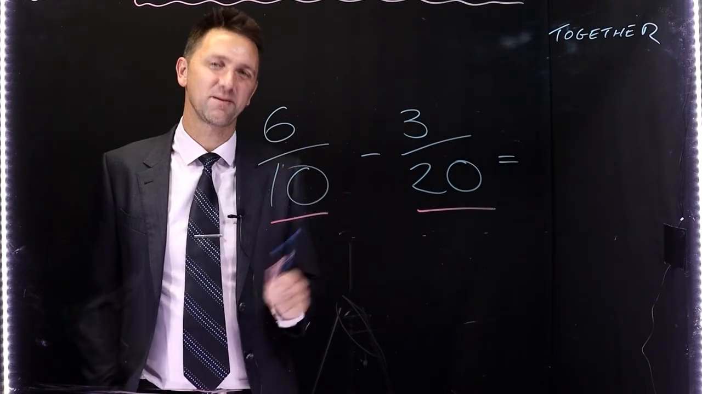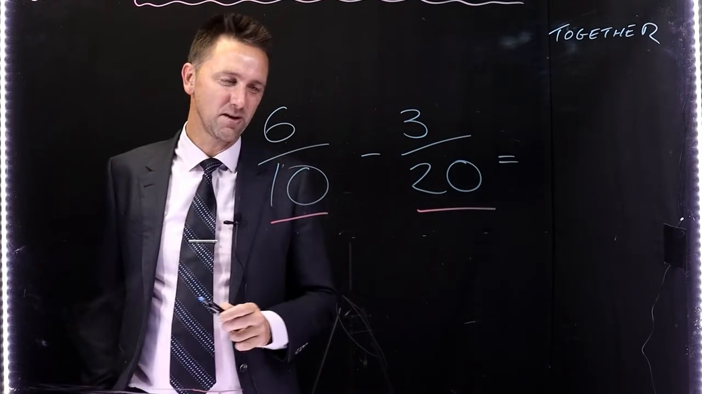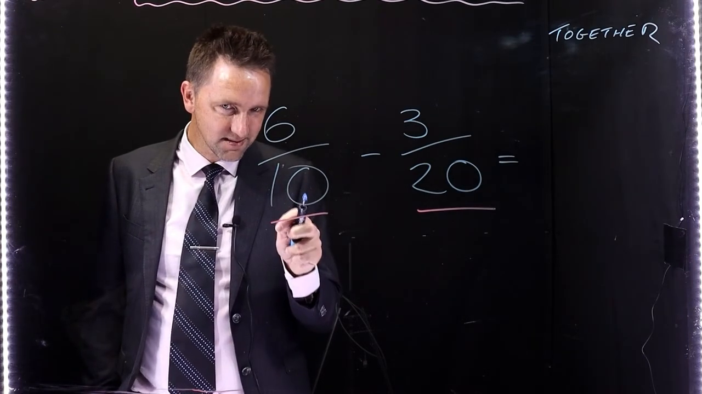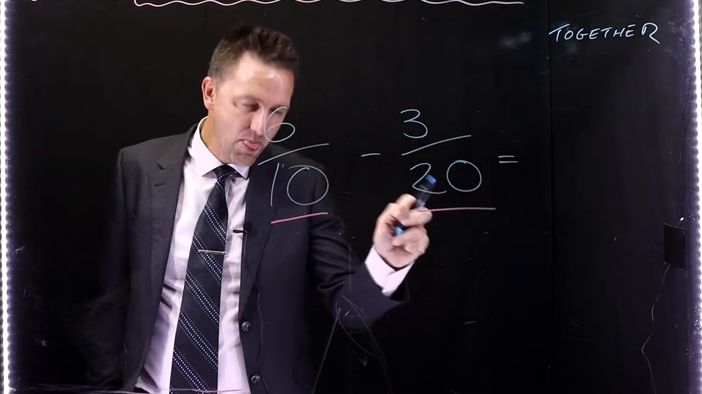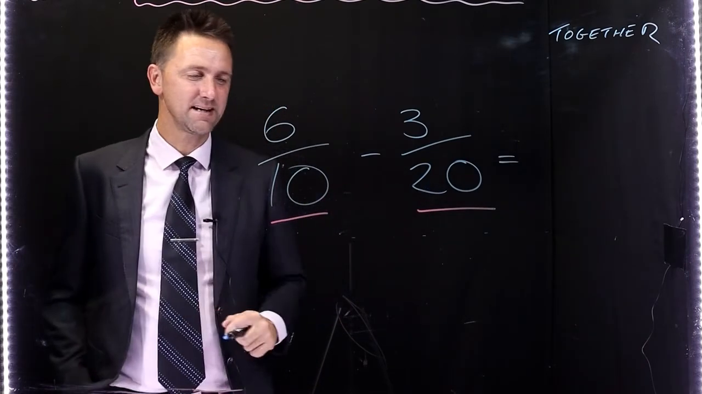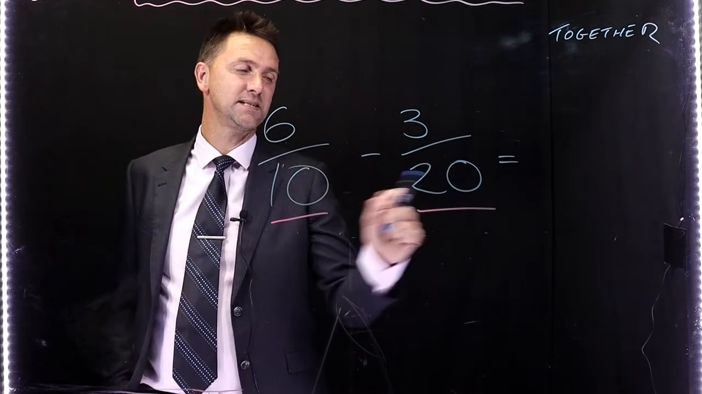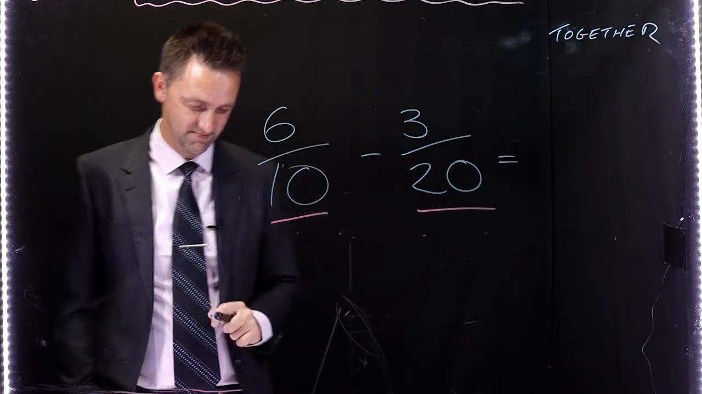So we're in the together phase. I wonder, can you think of a number that 10 goes into and that 20 goes into? And I'll give you a hint, it's one of these numbers. Can you give me a number that 10 divides neatly into and that 20 divides neatly into?